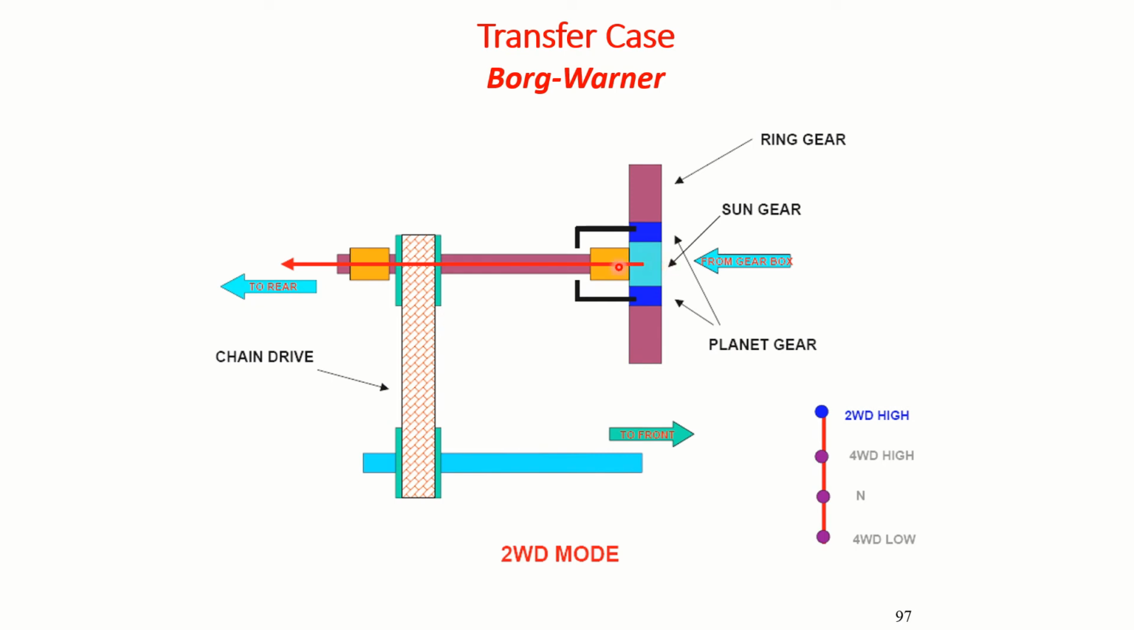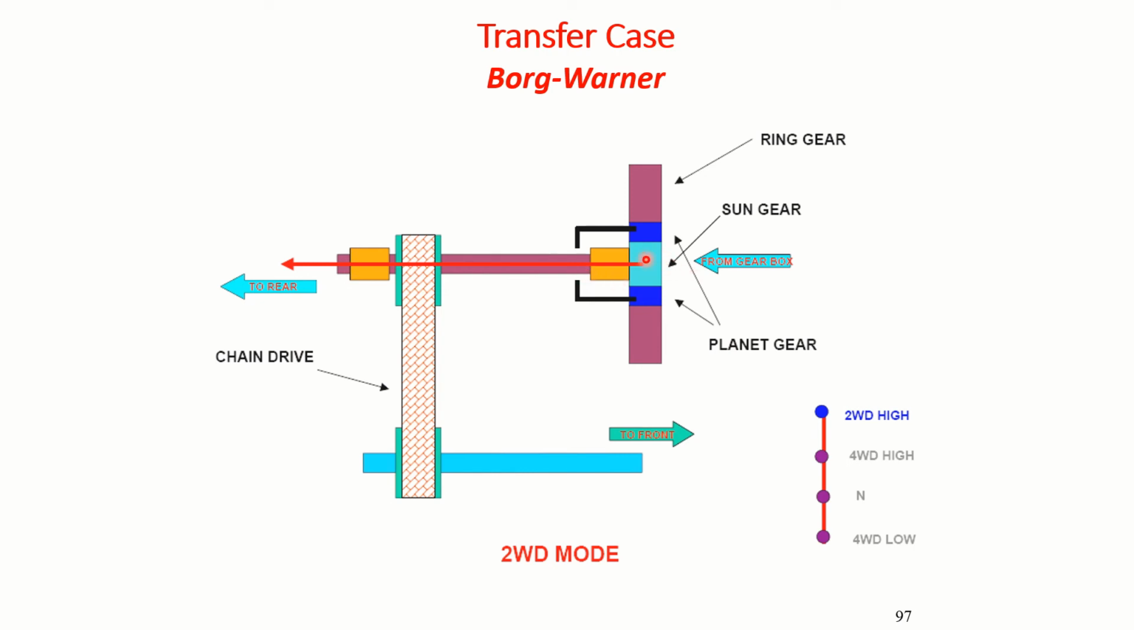Correct. The sun gear directly coupled to this and it will get a rear. Correct. To the rear. If this is just chain drive is there, so you can also, if you couple it to this, you can give it to the front. Otherwise it will become simply two-wheel drive board like this.